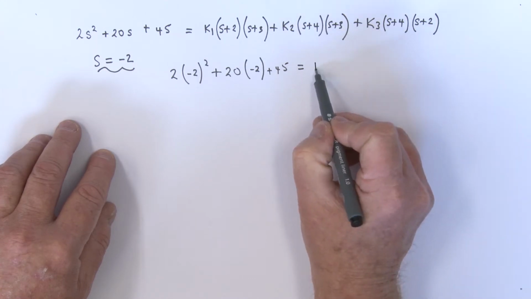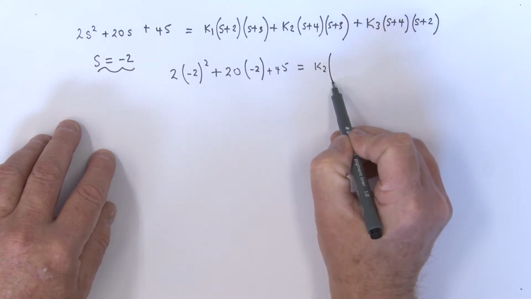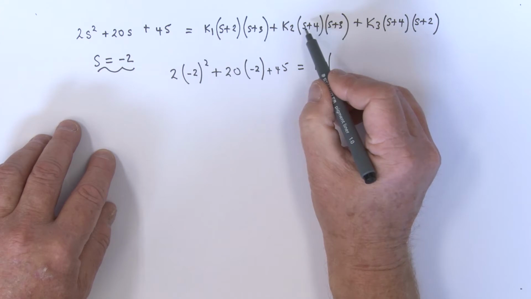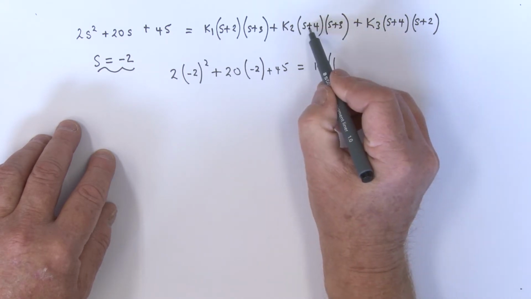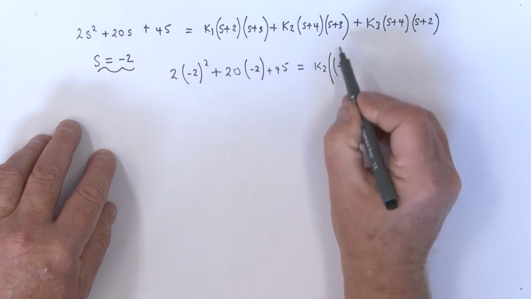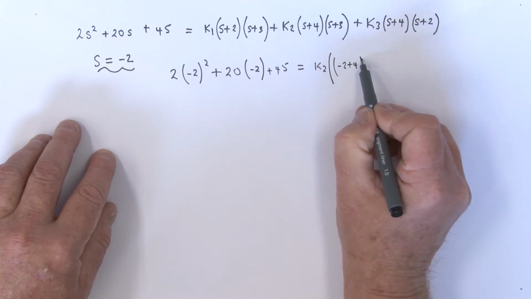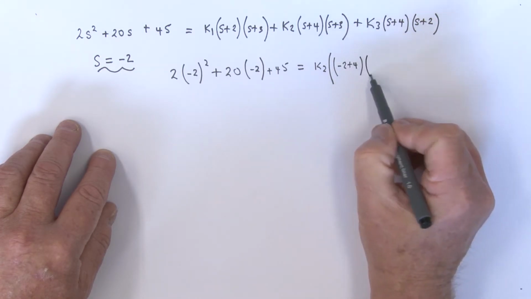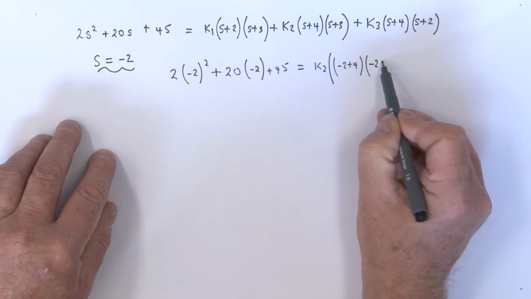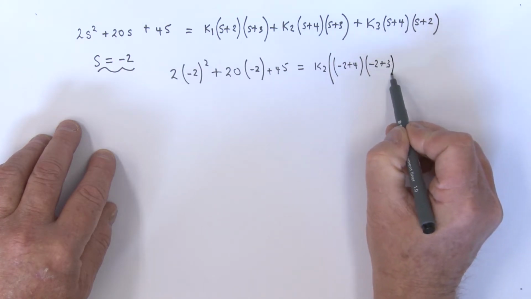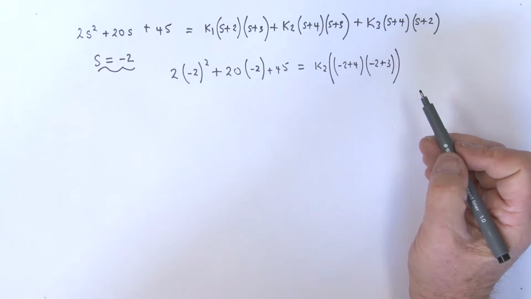this k2 now. I'll open up a bracket, and we've got, I'll open up another bracket here. So we've got -2 plus 4, close that bracket. And then over here we've got -2 plus 3, close that bracket like so.